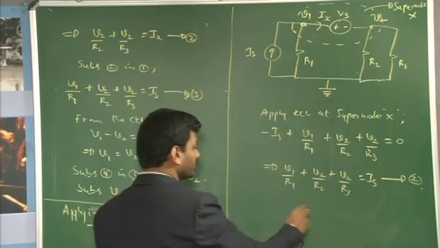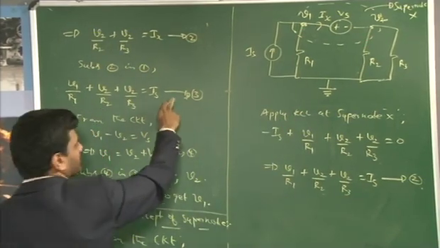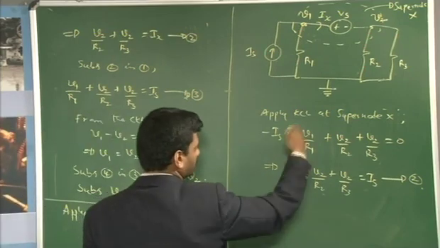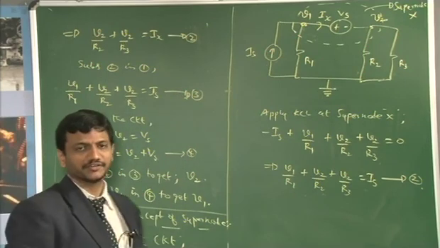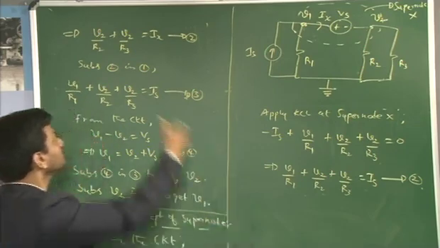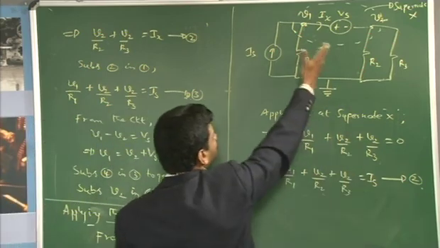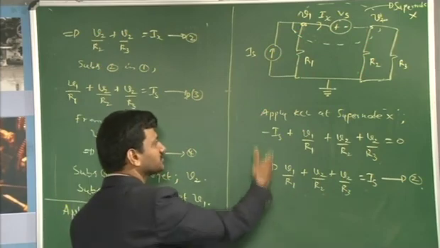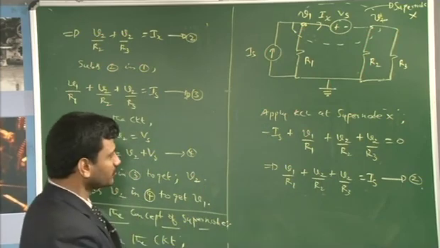Now, when we consider equation 2 here and equation 3 in the previous case, they are the same. But we got equation 2 in an easy manner, whereas equation 3 was obtained by writing equation 1, equation 2, and then substituting 2 in 1. Applying the concept of super node, we got it straight away when we applied KCL at super node X. So, the application of the super node concept has reduced the number of steps, no doubt in that.